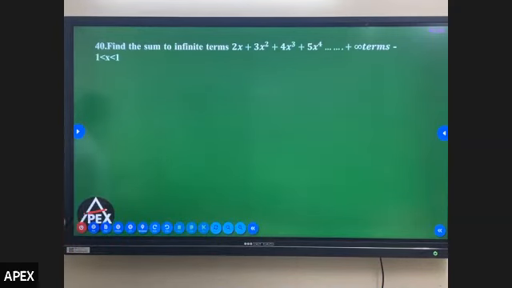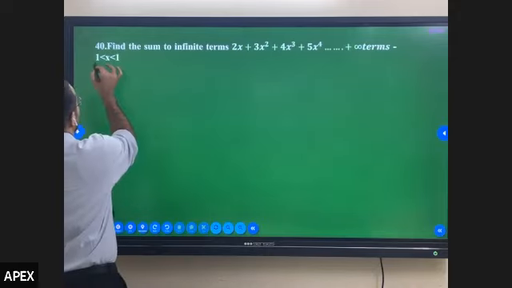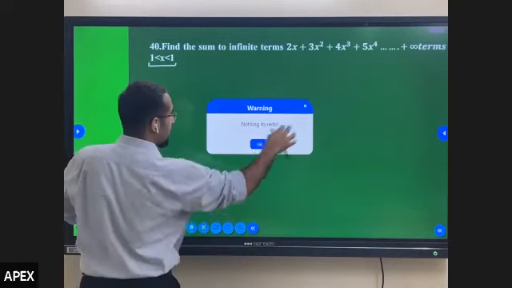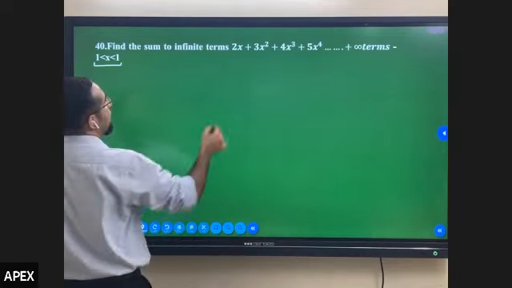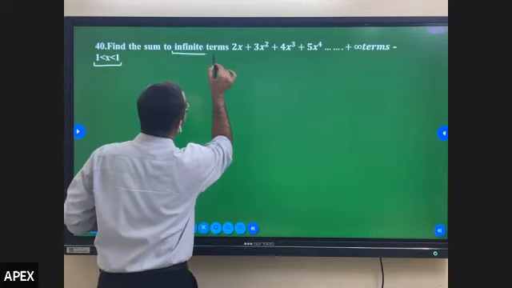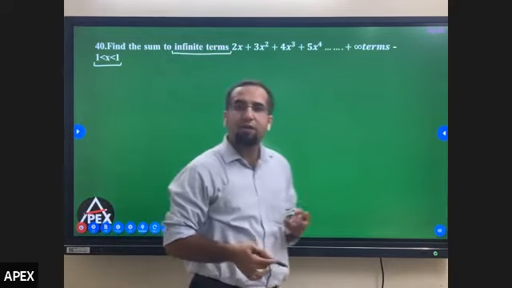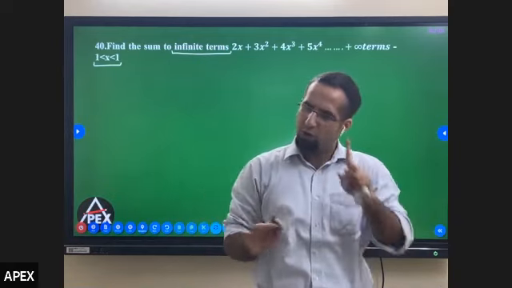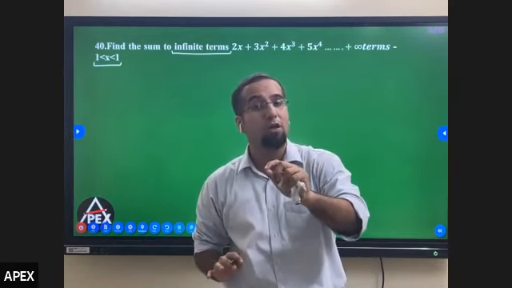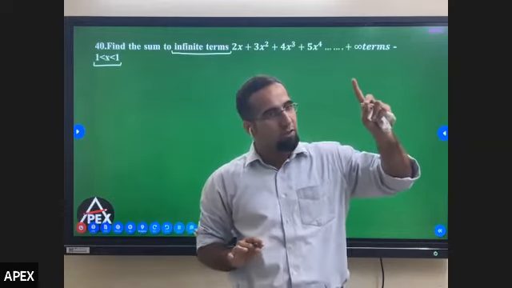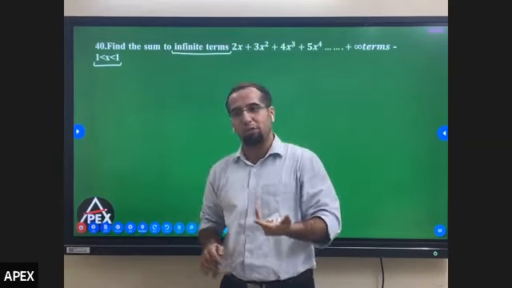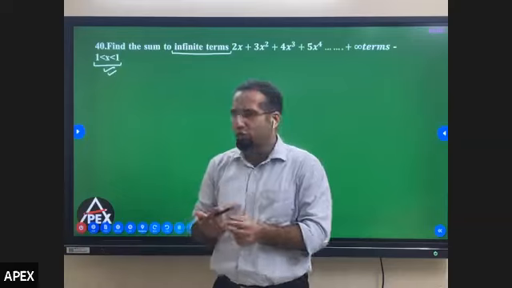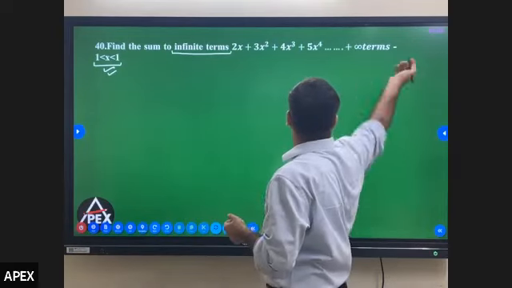First things first, when I'm talking about this condition, let me connect to the previous chapter. Sum to infinite terms, we have only one formula in quant, that is sum to infinite terms in geometric progression. And we also discussed, whenever I'm talking about sum to infinite terms in GP, the value of r will always be somewhere between 1 and minus 1.